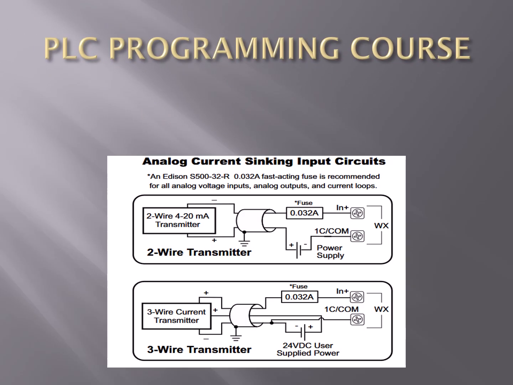This is a chart, again from Automation Direct, that shows a typical wiring schematic for a 2-wire transmitter and a 3-wire transmitter. As you can see, this is a current output of 4 to 20 milliamp. The device sources 4 to 20 milliamps of current to the input module, which sinks that current.